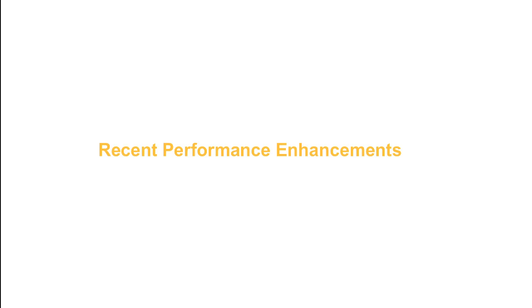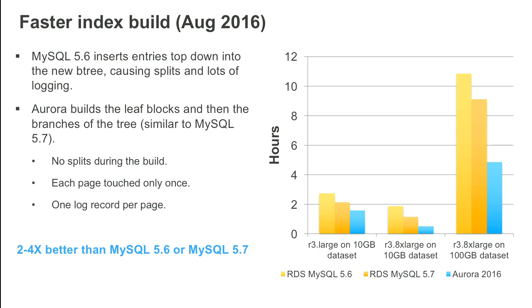I'll do a quick tour through them. The first is faster index builds. MySQL 5.6 inserts entries into a new B tree in a top-down fashion when it's building a secondary index. 5.7 improved this to build the B tree bottoms up. We leveraged the 5.7 infrastructure and we made some changes to that. We have pretty good secondary index building performance as a result of this work.